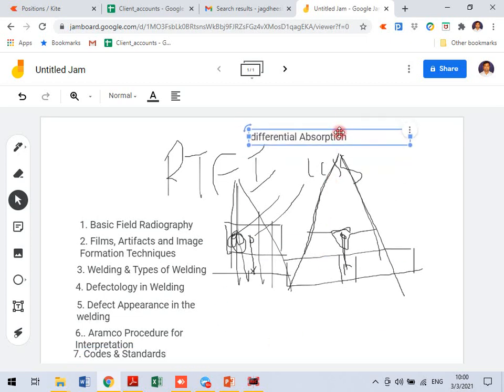So now you understand that differential absorption is the major principle, right? If there is no differential absorption, what happens? It will become the same. So you cannot evaluate. Okay. Now let us discuss some other factors.